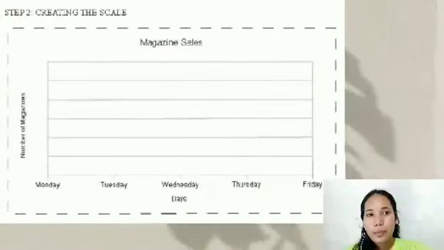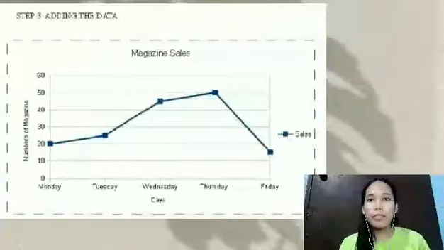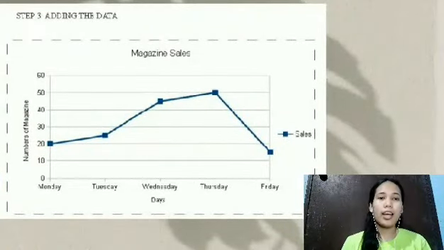The second part is creating a scale. In this, you can now input the title, magazine sales, and the y-axis represents the number of magazines and the x-axis represents the days. Step 3, adding the data. Now that we have structured the graph, we can now begin adding the data points.